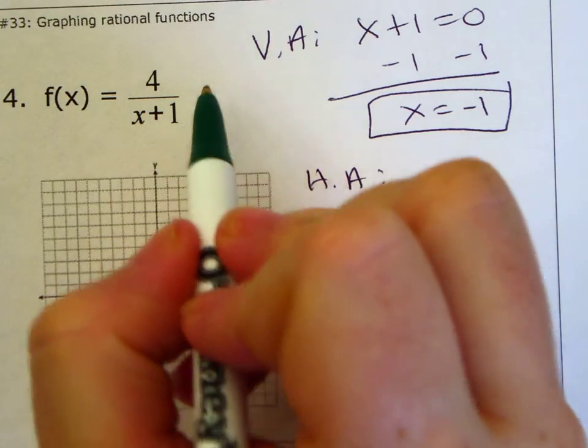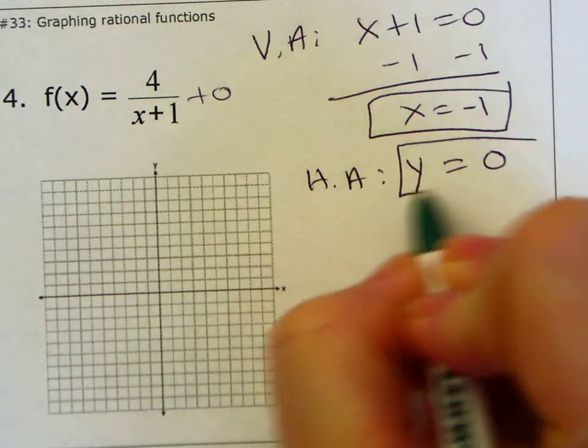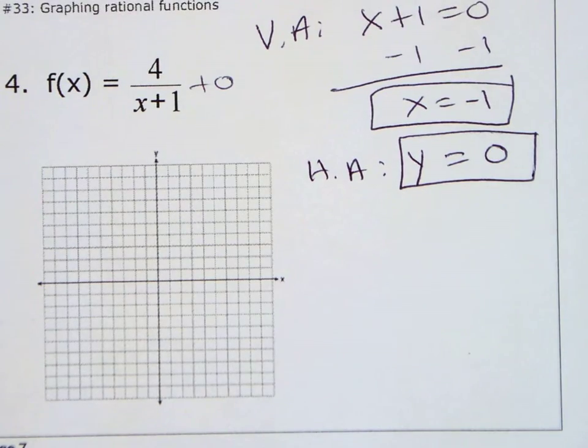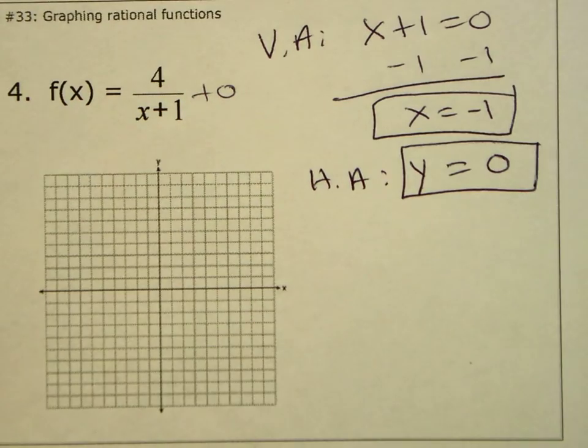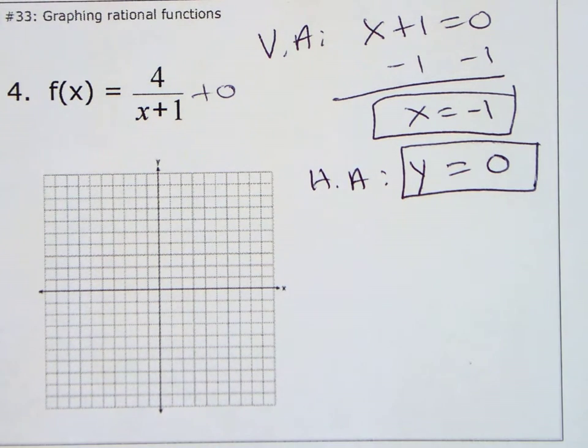Asymptote. Again, there's no number being added, so it's 0. Let me see if I can find a marker. Hold on. Let's see. Marker. Here we go. This will make it a little easier.